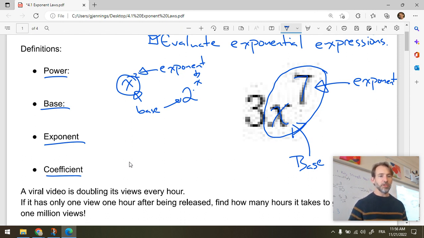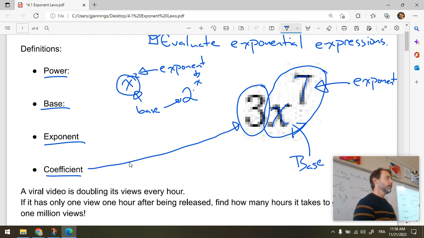And we can also have coefficients with these things. Like here, 3 multiplied by x to the 7. 3 is the coefficient, and it's not part of the power. So a power is a base to an exponent. The exponent is the number up top. The base is the thing that's being raised to the exponent.